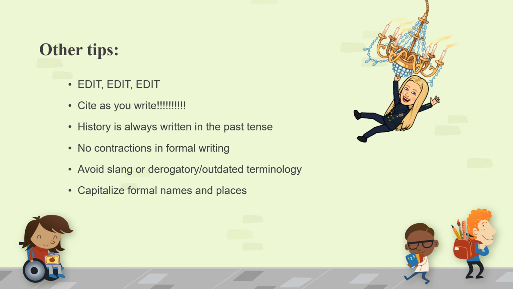There are no contractions in formal writing. A contraction is like can't. You spell it out, cannot, okay? Also, you're going to avoid slang, derogatory, and outdated terminology. You are writing a formal paper. Use correct socio-anthropological terminology if you're going to describe people. You also want to capitalize formal names and places. Those are just some of my tips for writing.